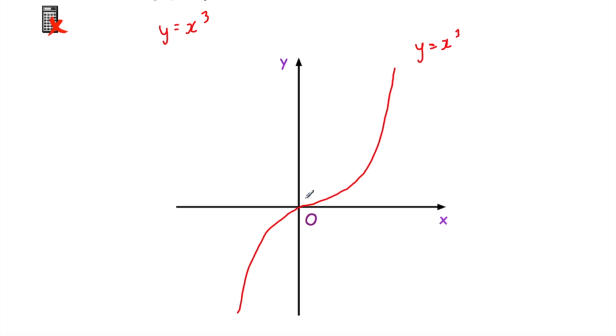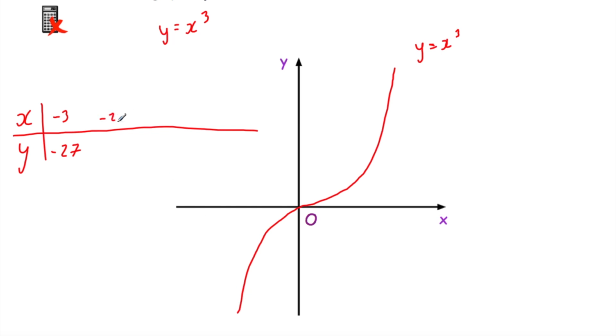And in terms of the key points, it passes through the origin. And let's consider why it has this shape. So let's make a little xy table. If we choose some values for x, such as -3, well, -3 cubed would be -3 times -3 times -3. Well, -3 times -3 is 9. And then times -3 would be -27. So that's -3 across, -27 down. So it's quite far down there.